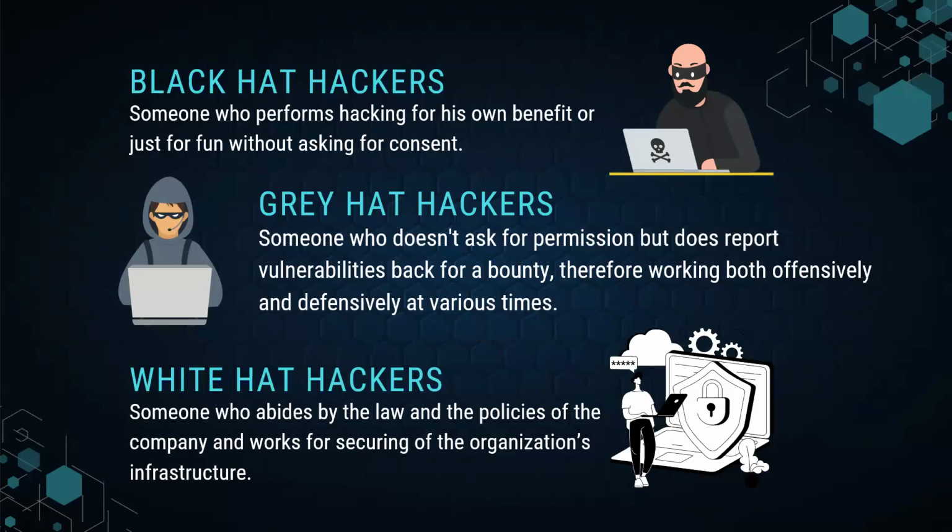And in between, there's a third category called gray hat hackers. These are people who have both the qualities of black hat as well as white hat. So, like a black hat hacker, they don't ask for permission first, but once they find a vulnerability, they report it back to the company for a minor reward, a bounty. So therefore, they're working both offensively and defensively at various times. Hence, they're called gray hat hackers or also bug bounty hunters.